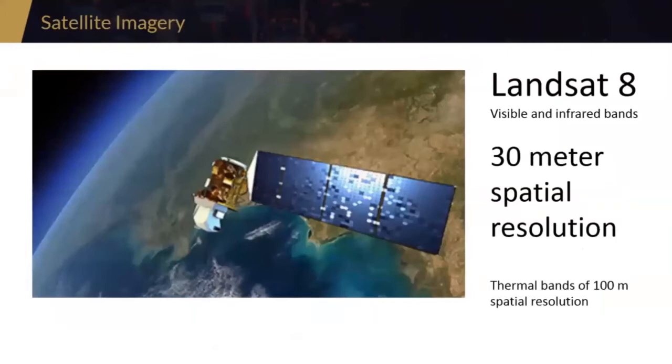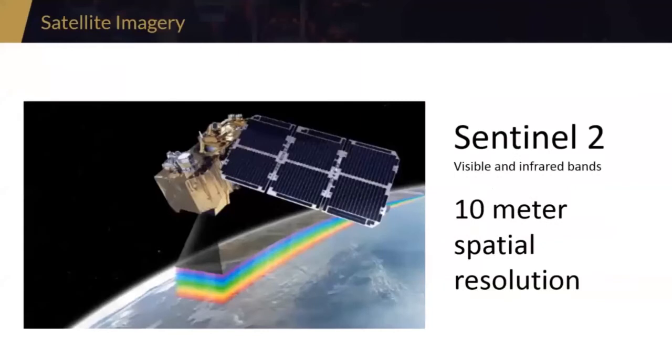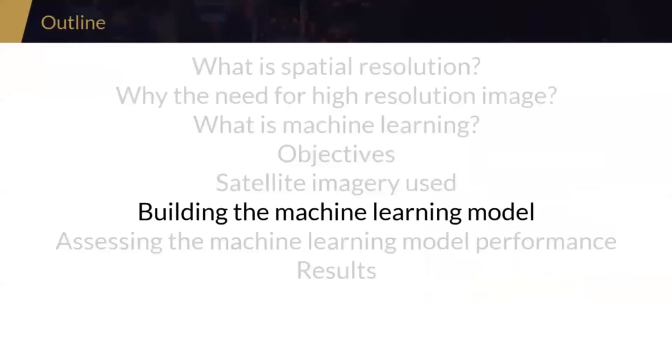The first one is the Landsat data that contains the visible and infrared bands, which is a 30-meter resolution image. It also carries the thermal sensor that produces the 100-meter thermal band. Next is the Sentinel-2, which produces bands that have a resolution of 10 meters.